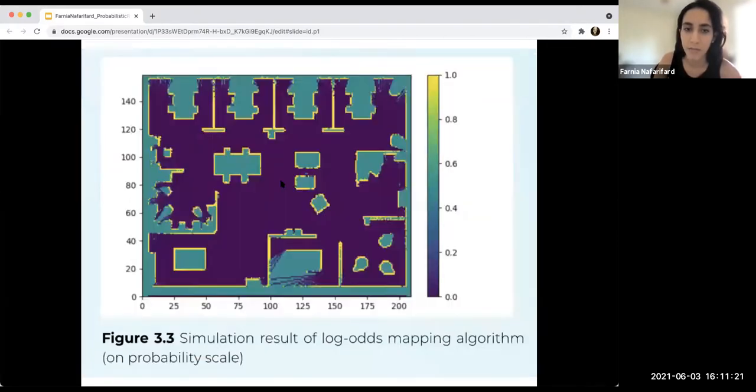And then after turning it into a probability scale between 0 and 1, here's the final simulation result of a mapping algorithm, where the 0 represents free space and anything close to yellow or green represents occupied space.